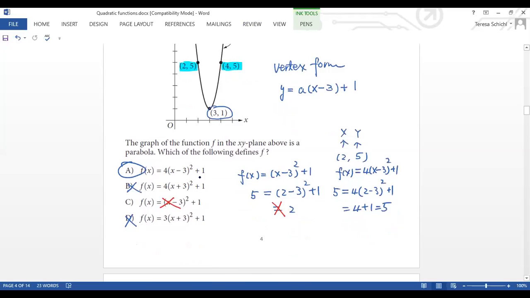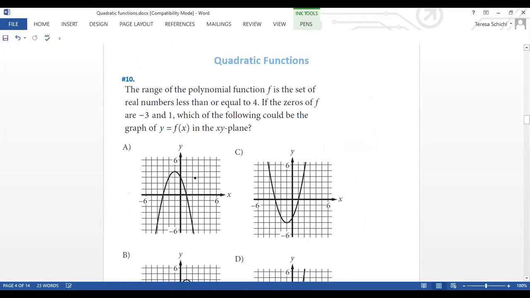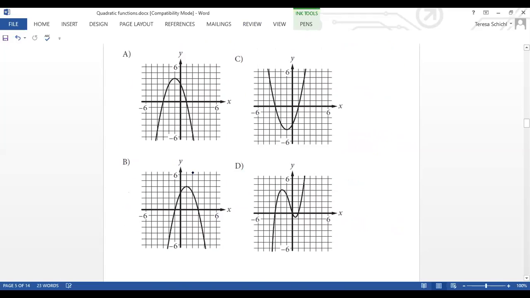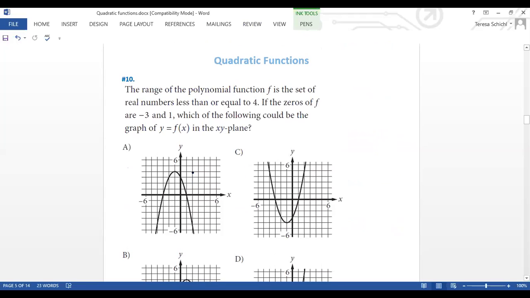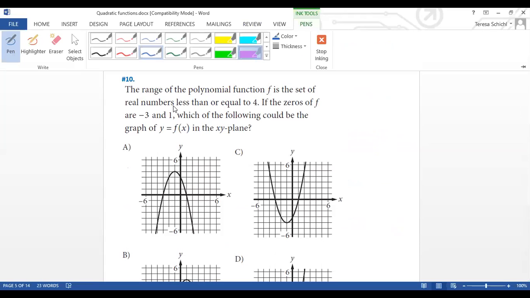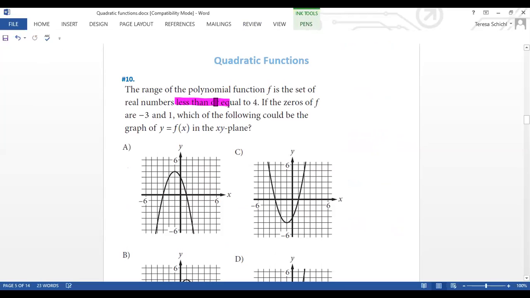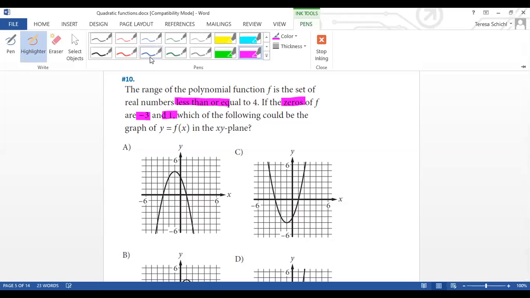Now the next one, and I think we will stop this video after we finish these 10 problems. Number 10 tells you the range of the polynomial function is the set of real numbers less than or equal to 4. The key thing here is less than or equal to 4. Those are keywords. If the zeros of f are negative 3 and 1, which of the following is the function?